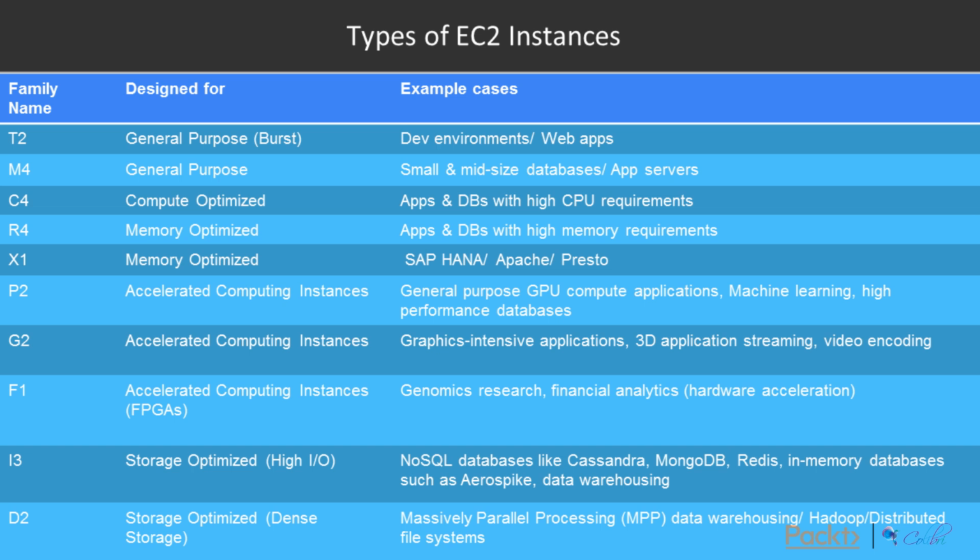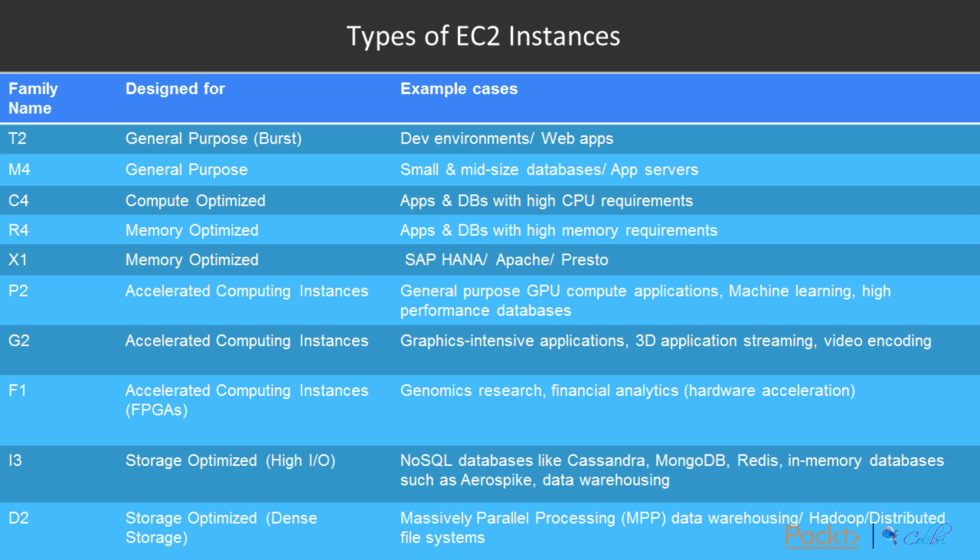Then we are moving on to storage optimized instances, which include i3, which can be used for NoSQL databases like Cassandra, MongoDB, Redis, in-memory databases, also to scale out transactional databases, data warehousing, as well as Elasticsearch. And then there is the D2, which is storage optimized and dense storage, mostly for massively parallel processing, data warehousing, MapReduce and Hadoop, distributed computing, distributed file systems, network file systems, and log or data processing applications.